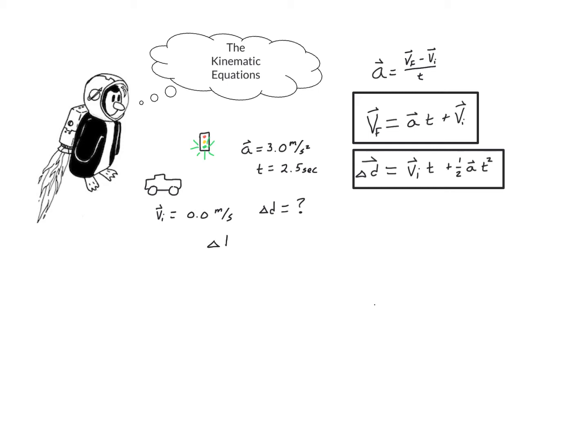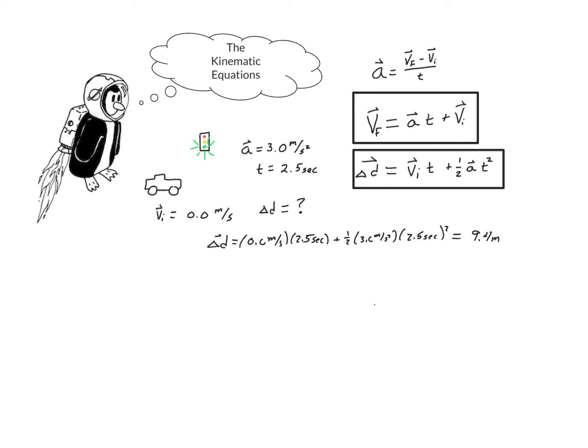So delta D is equal to 0.0 meters per second times 2.5 seconds plus 1/2 our acceleration of 3.0 meters per second squared times 2.5 seconds, all that squared. When we plug this into our calculator, we still have to round to the correct number of significant figures, and we find that the car traveled a total of 9.4 meters forward during that time.